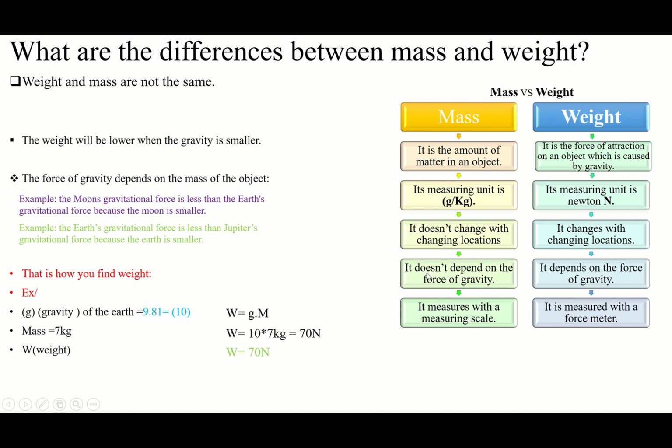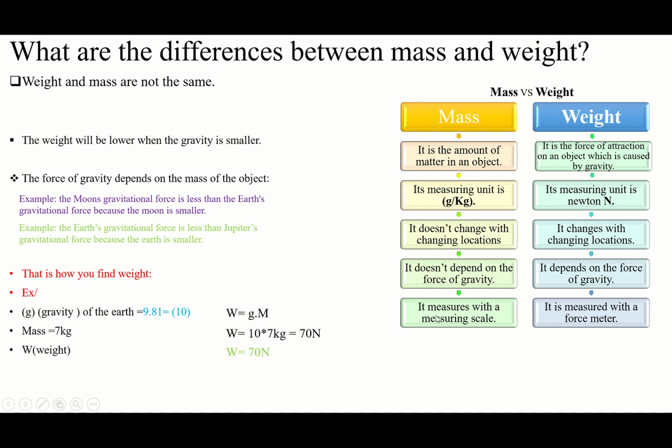And mass doesn't depend on the force of gravity. It's not related to the force of gravity. How much your mass is stays the same. It's constant. It's not gonna change by changing the force of gravity. But weight depends on the force of gravity. Whenever the force of gravity changes, your weight will change. If the force of gravity is more, your weight will be more. If the force of gravity is less, your weight will be less.